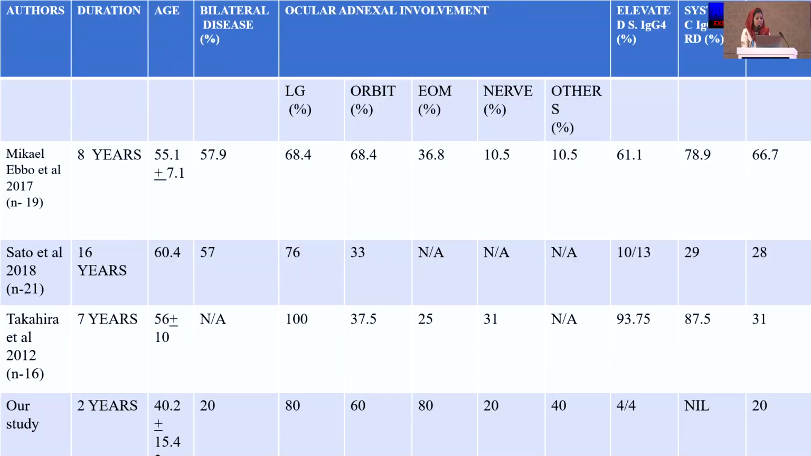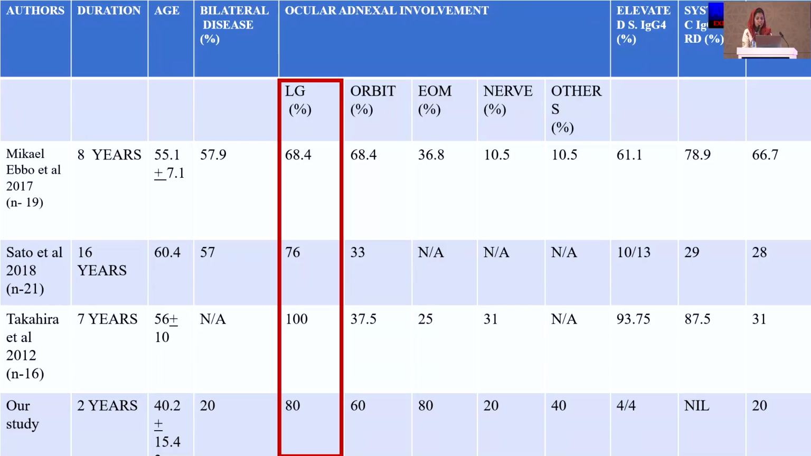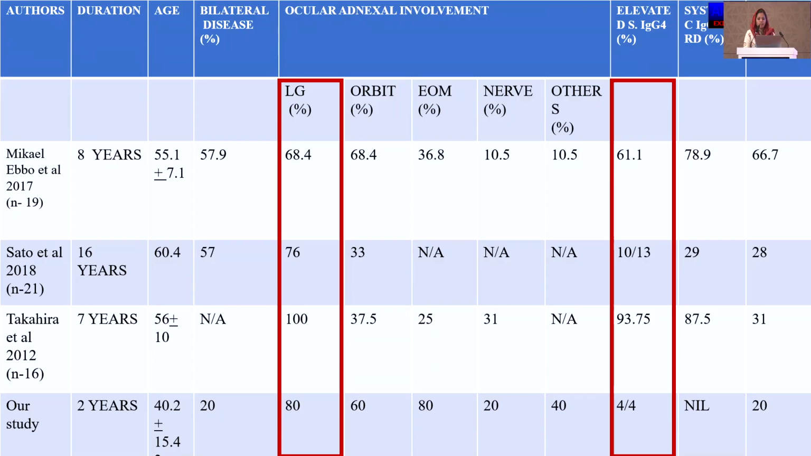This table shows a comparison of various studies, and similar to our study, lacrimal gland is the most commonly affected. Serum IgG4 was elevated in most of the patients in all the case series reported. And unique to our study was that none of our patients had systemic manifestations.